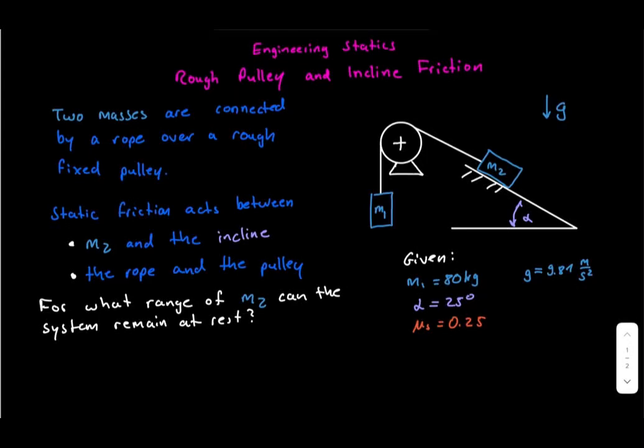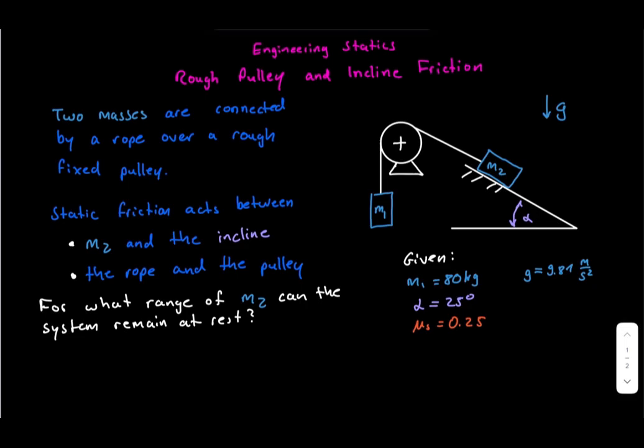Good morning, champs. Today we are going to solve a friction problem involving both a rough inclined surface and a rough pulley. Two masses are connected by a rope. One mass hangs vertically while the second mass rests on an incline. Our goal is to determine the complete range of values for the second mass for which the system can remain at rest. The hanging mass is 80 kilograms.